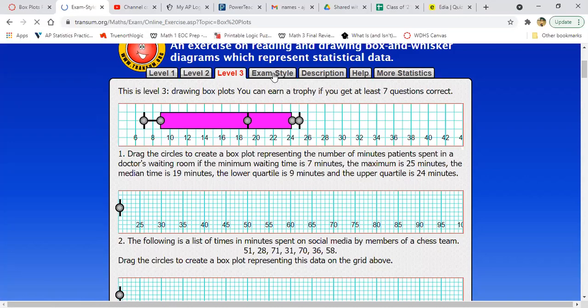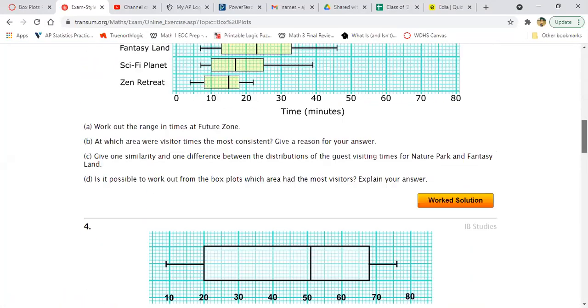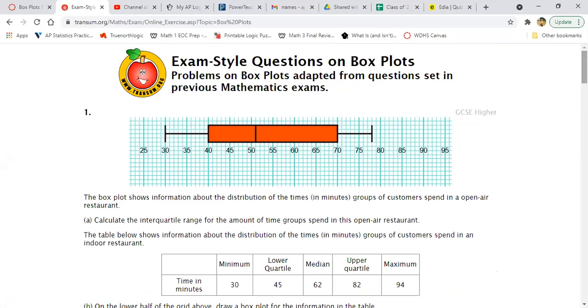All right. Then you have exam style, and you want to do those as well. Once you get to exam style, you're done. It should not take you very long at all. Got it? Is everybody good? All right, go ahead and get to work. I'm going to stop sharing, stop recording.